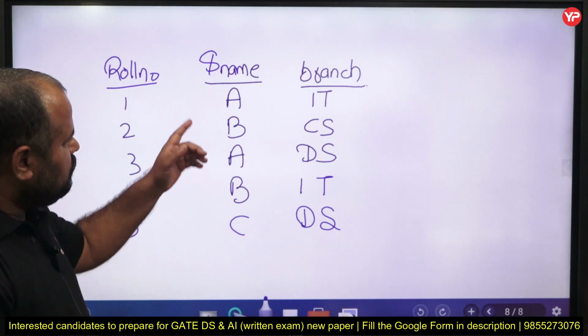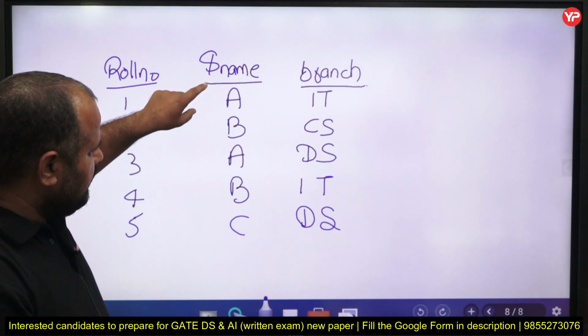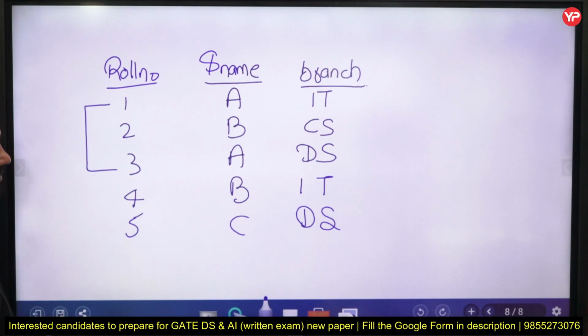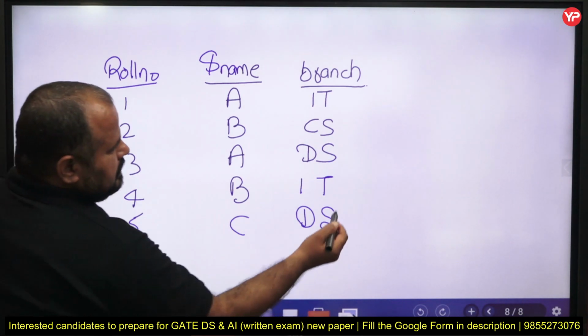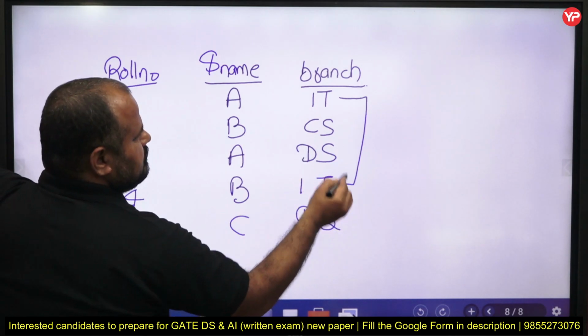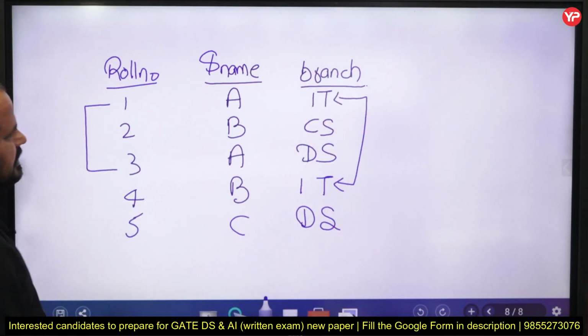Now, if you call name A, these two students reply to you. Fine, my dear students. Now, listen carefully. If you call IT branch, these 2 records come as a response. Fine, my dear students. Now, listen carefully, my dear students.